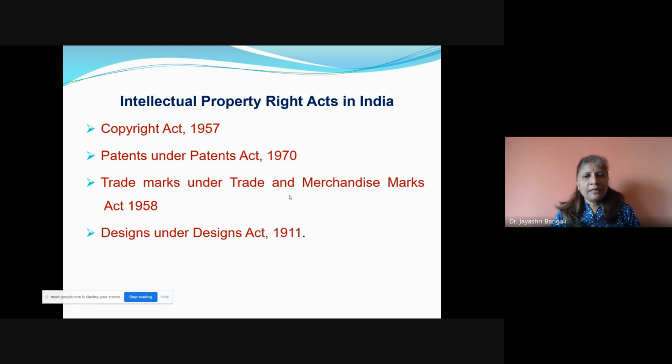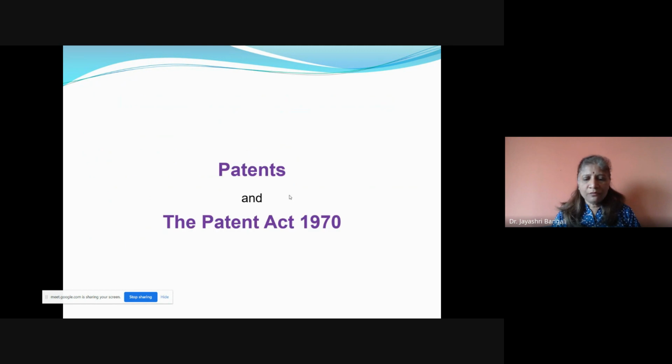Intellectual property rights acts in India, these are the main acts: Copyright Act 1957, patent under the Patent Act 1970, trademark under the Trade and Merchandise Marks Act 1958, and design under the Design Act 1911. We are following these main acts till today. Many amendments have been made in the acts, but we are following these acts. Coming to patents and the Patent Act 1970.